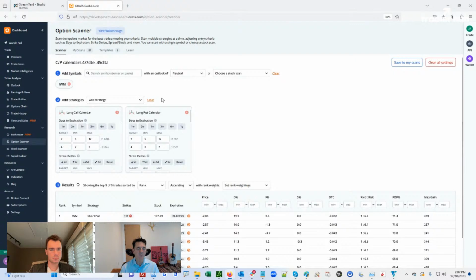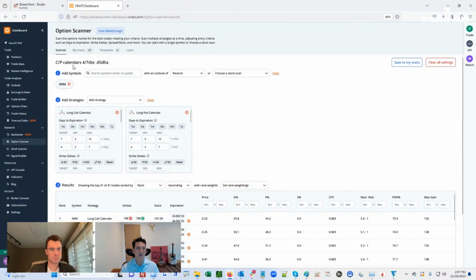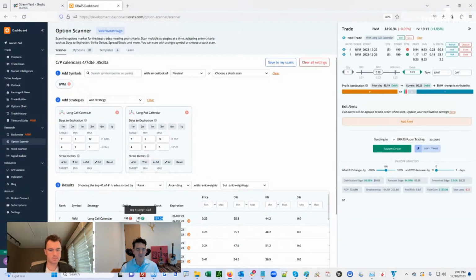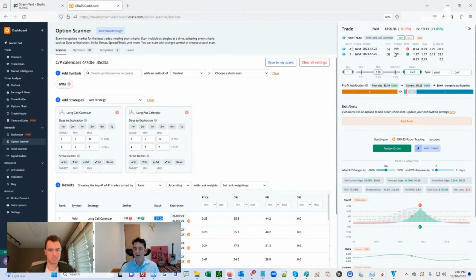Okay, so here's a short-term calendars scan. This will be looking for short-term calendars, and then it'll bring back the best one, a little bit out of the money, calls and puts. We could either do a double calendar, which is a call calendar and a put calendar, or we could just do one. So the price of IWM is 197. So here's a 199.